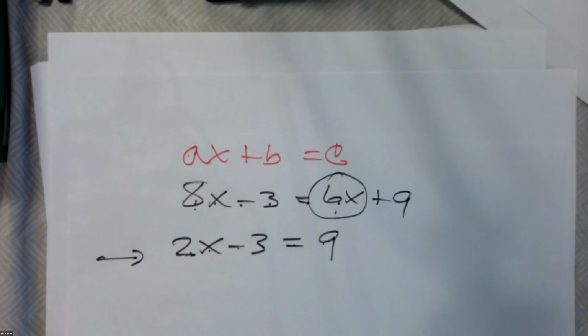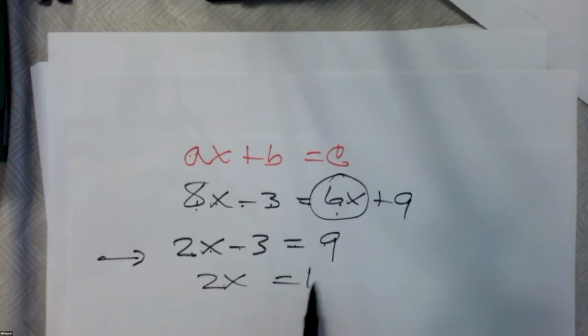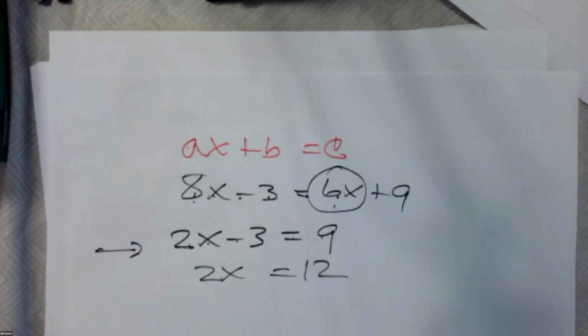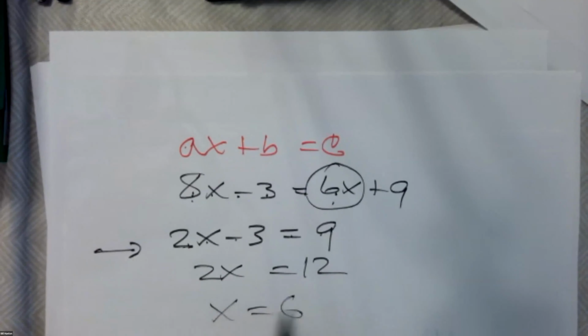So now I use the order of operations in reverse. How do I get rid of a minus 3? I add 3 to both sides, so 2x is equal to 12. How do I get rid of a multiplication? I divide, so x equals 6. Again, piece of cake. I can't make math more difficult. All I can do is make the problems longer.